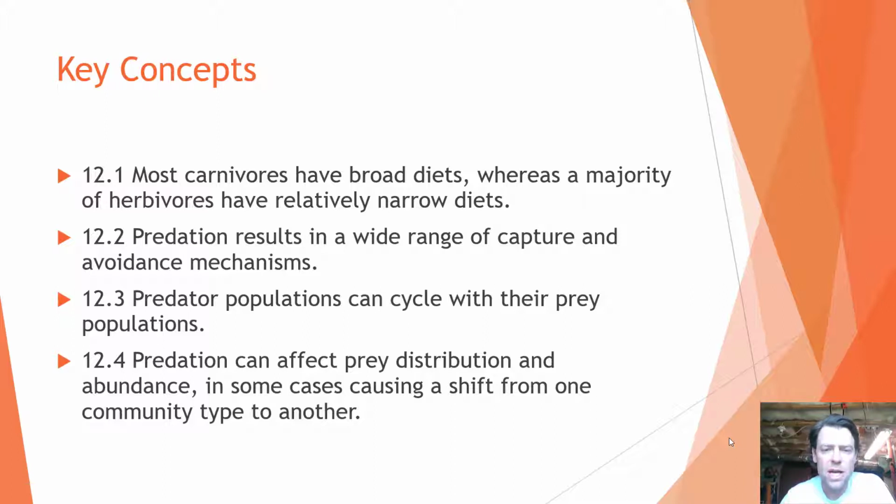Predator populations can cycle with their prey populations, and I have an activity for you guys to do with that in Excel. And then predation can affect prey distribution and abundance, and in some cases cause a shift from one community type to another. And I have a paper that I'd like for you to read related to that.